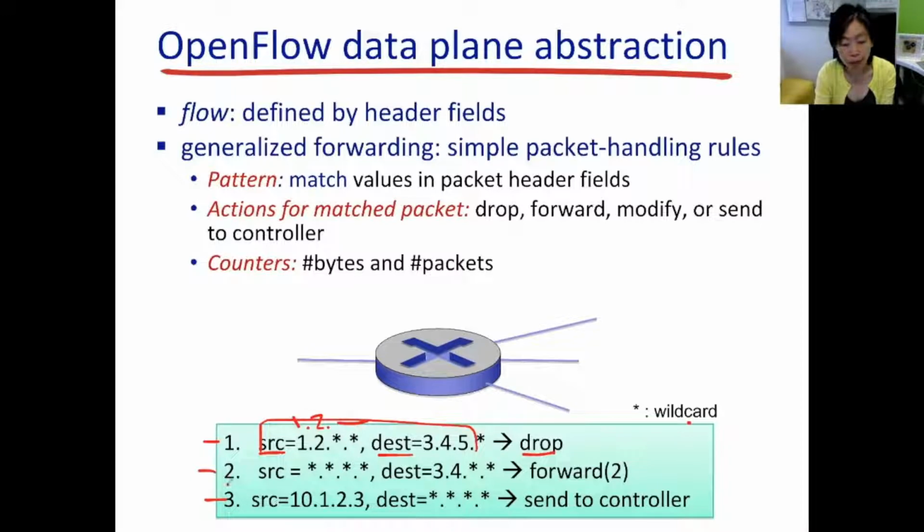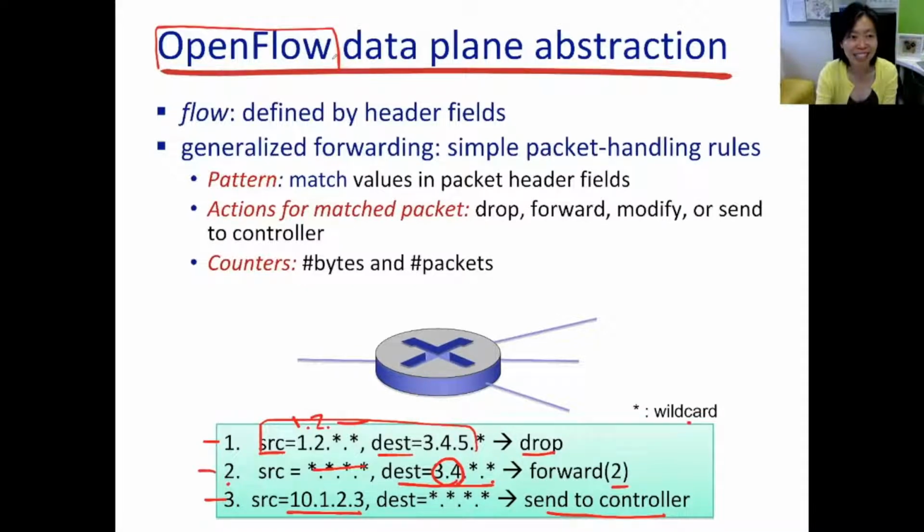In the second example, the source can be anything, but the destination address needs to match 3.4.*.*, and then we forward all those packets to interface 2. Third entry: as long as the source IP address is exactly 10.1.2.3, we send the packet back to the remote controller. So, 3 examples, you get a rough feeling.